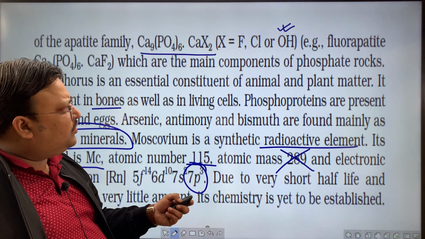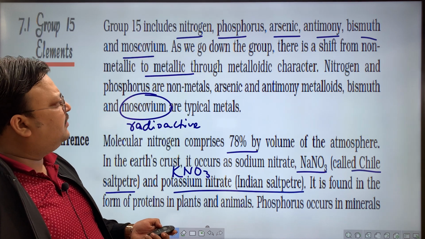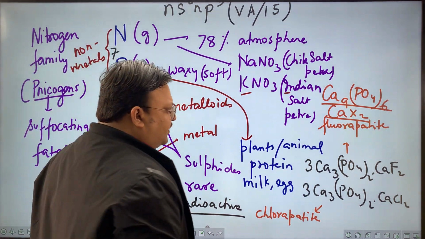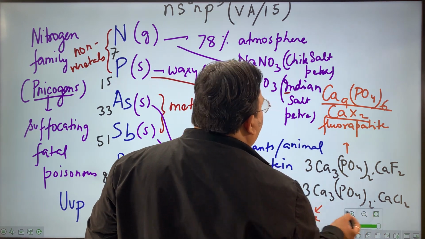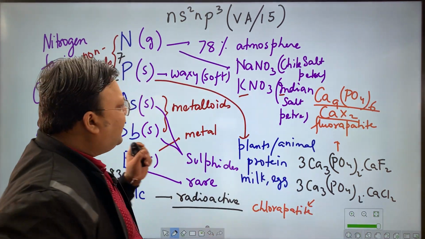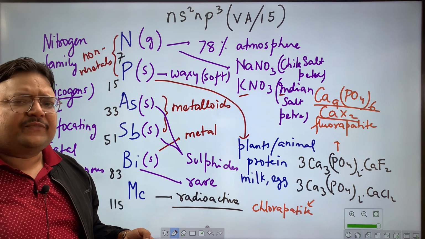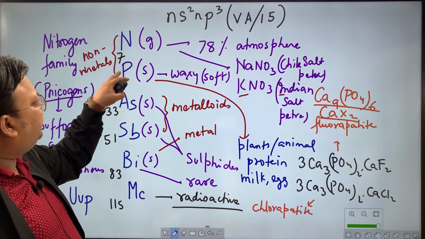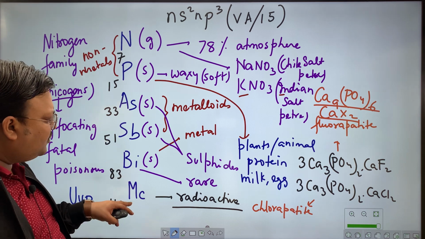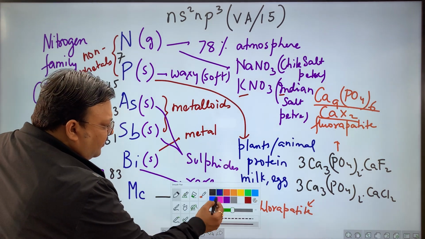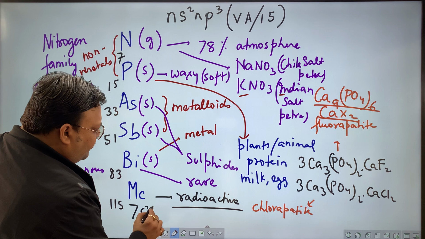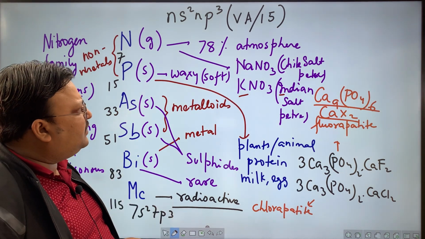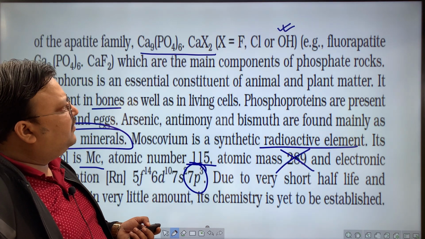So all of this is basically summarized here. If you note it down, this will take care of the facts in the introduction about the elements, their configuration: 2p3, 3p3, 4p3, 5p3, 6p3. So naturally this will be 7p3. I told you it's radioactive. So this will take care of all the information which is there.